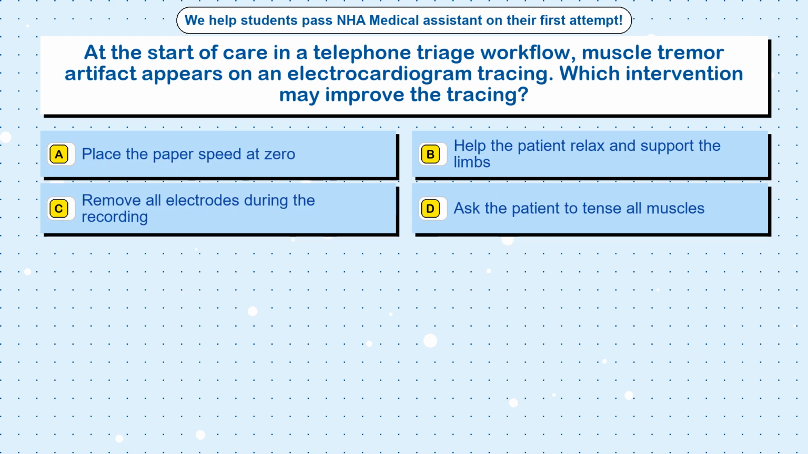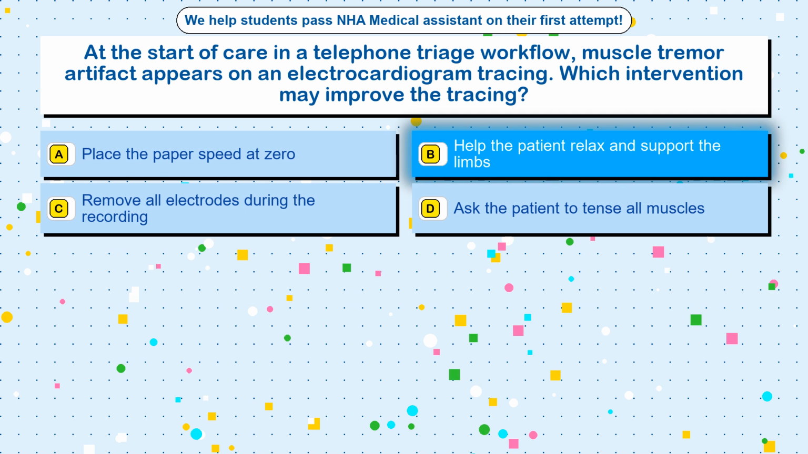Question 63. At the start of care in a telephone triage workflow, muscle tremor artifact appears on an electrocardiogram tracing. Which intervention may improve the tracing? Option A. Place the paper speed at 0. Option B. Help the patient relax and support the limbs. Option C. Remove all electrodes during the recording. Option D. Ask the patient to tense all muscles.